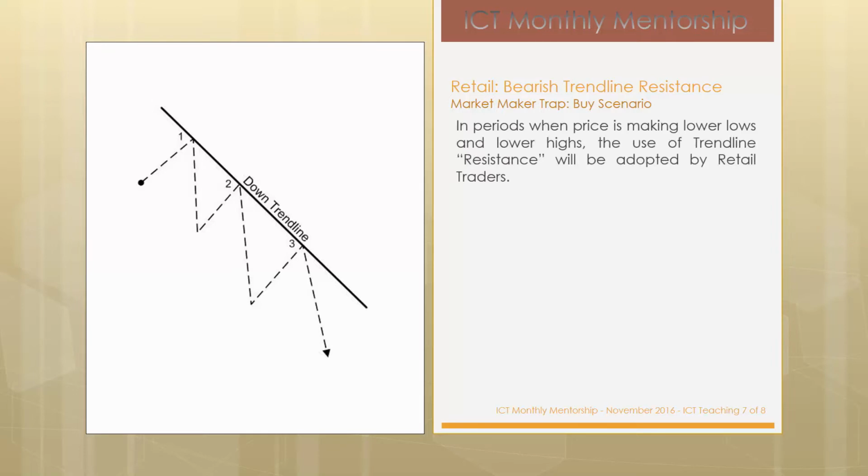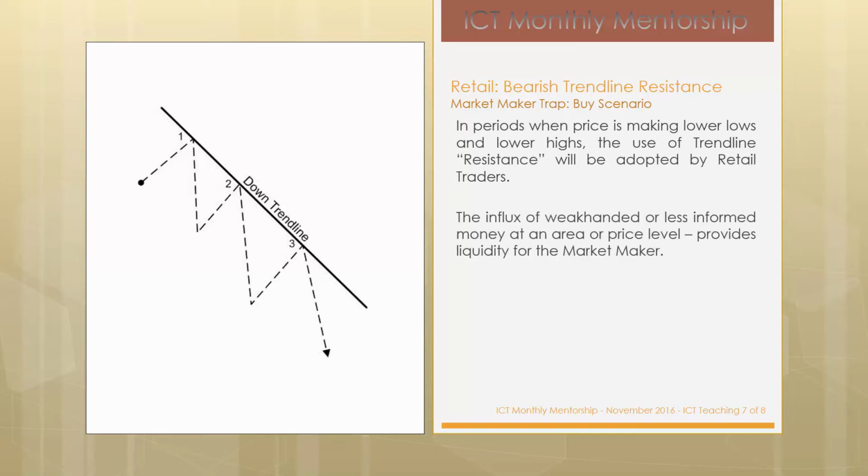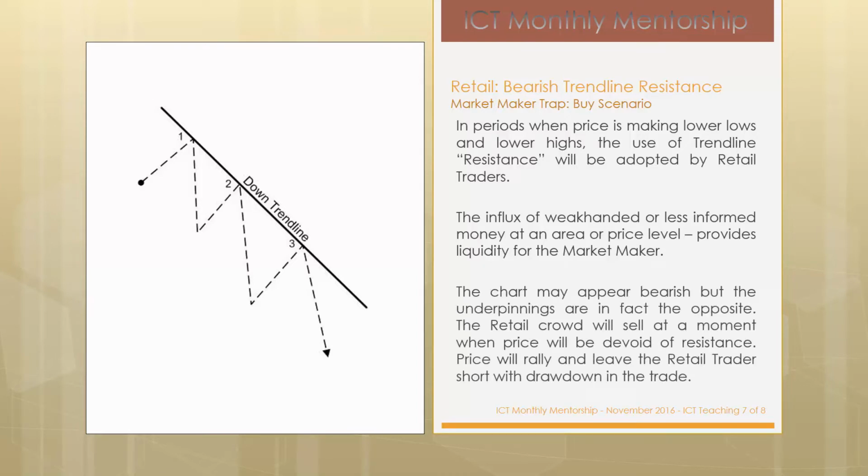In periods when price is making lower lows and lower highs, the use of trendline resistance will be adopted by retail traders. The influx of weak-handed or less informed money at an area or price level provides liquidity for the market maker. The chart may appear bearish, but the underpinnings are in fact the opposite. The retail crowd will sell at a moment when the price will be devoid of resistance. Price will rally and leave the retail trader short with drawdown in the trade.